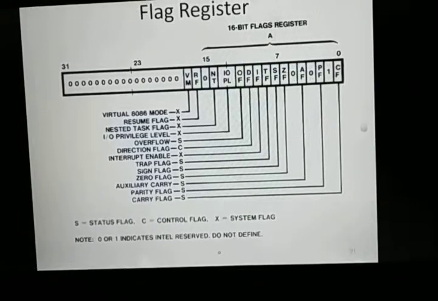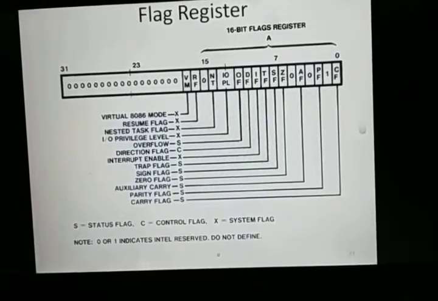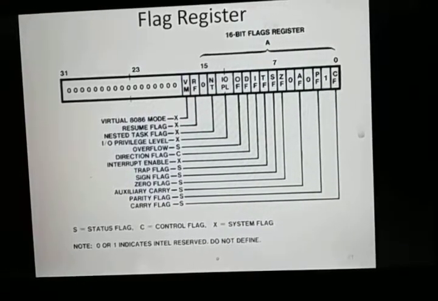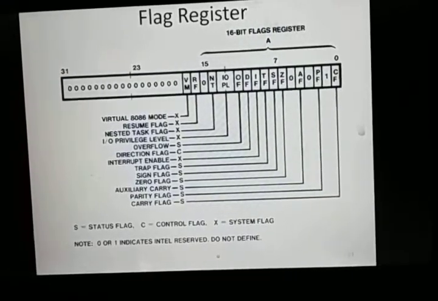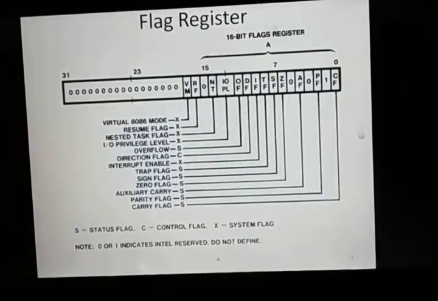So this bit is related to your increment operation on RSI or RDI. If this bit is set to 0, in that case your increment operation will be performed on RSI or RDI register, means source index register or destination index register. If this bit is set to 1, in that case your decrement operation will be performed.